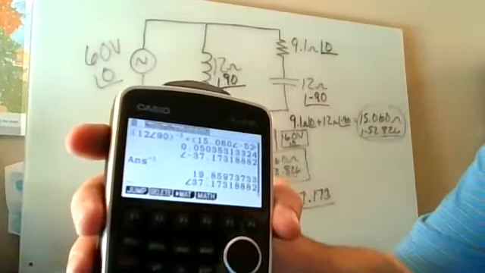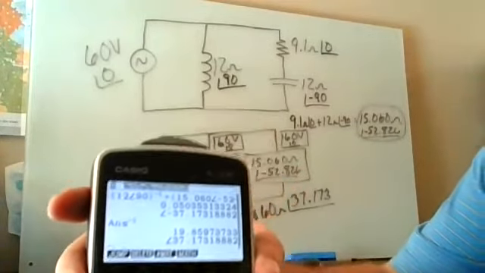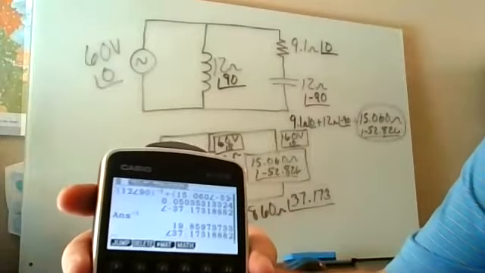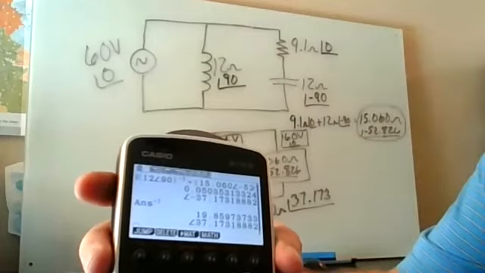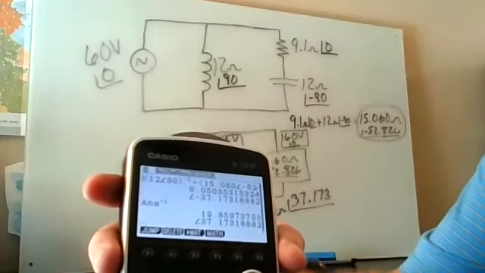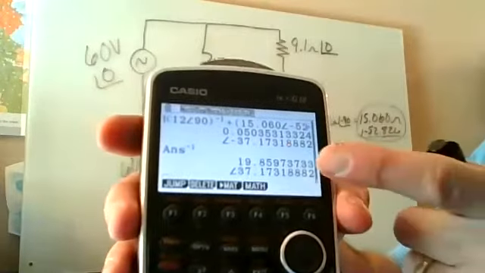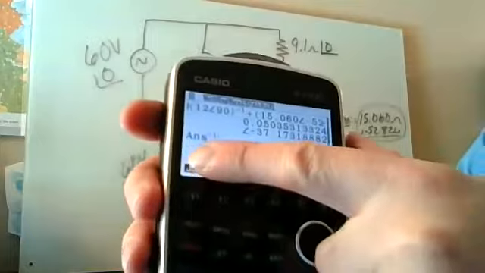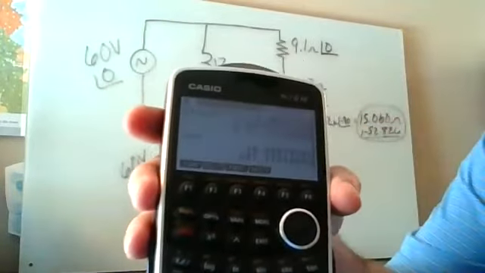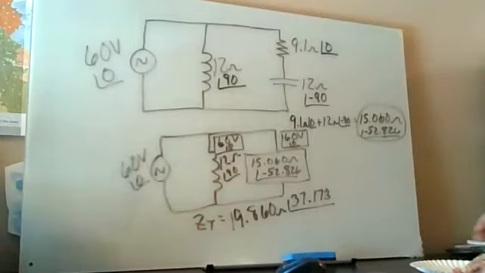Because remember, it's 1 over 1 over. And when I shift reciprocal that whole answer, I get 19.859737 at an angle of 37.173188888. You forgot this step right here, where I shift reciprocal my answer after I added the two together. Yeah. All right. I guess I've been doing them all wrong.